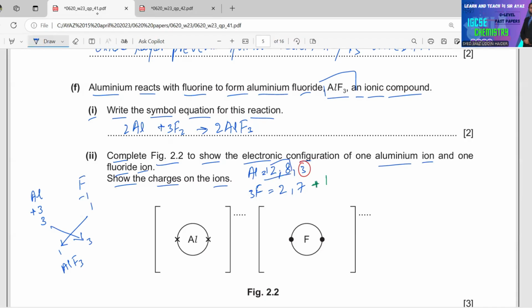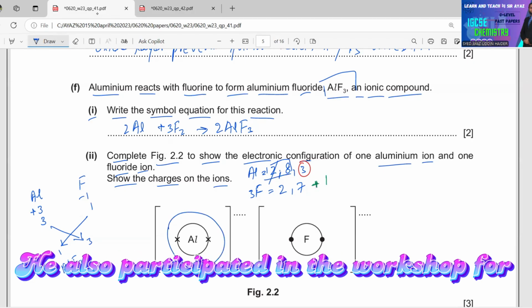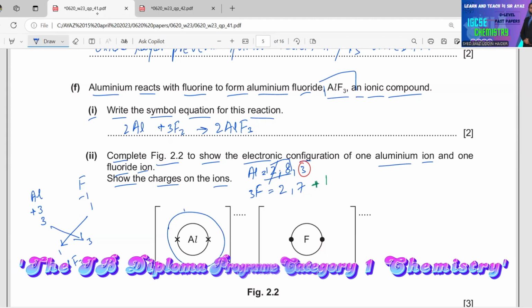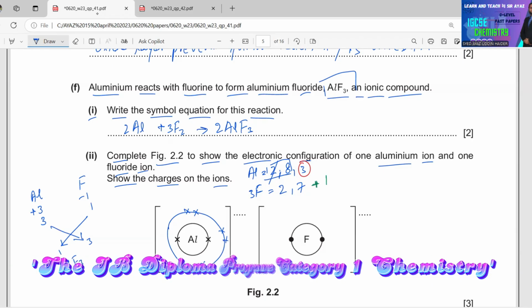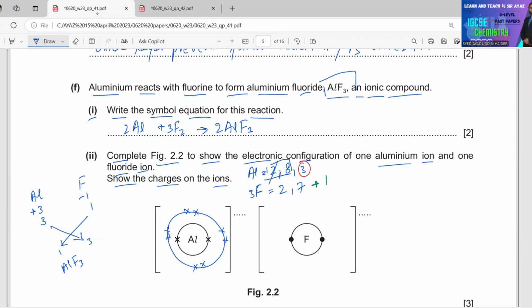They have already shown 2 electrons. Now we need to show 8 electrons. So I will draw one circle here. I need to show 8 electrons. We will use cross for the electrons of aluminum. 1, 2, 3, 4, 5, 6, 7, 8. And it has lost 3 electrons. So you write +3 or 3 plus. Both are correct.